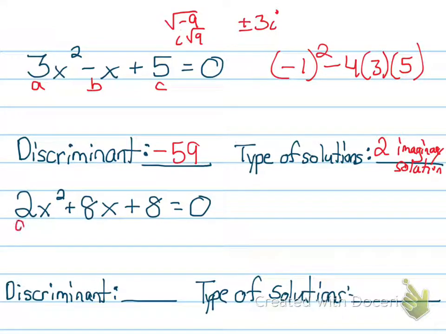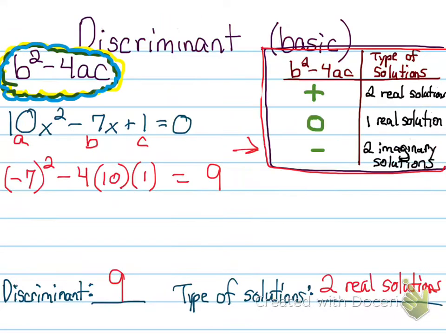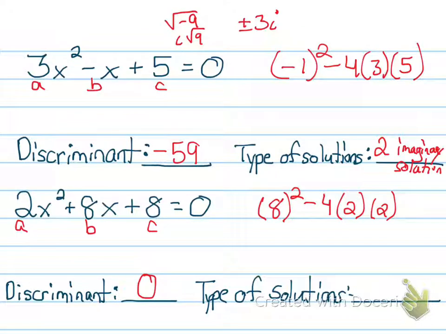My a is 2, my b is 8, and my c is 8. When I plug it in the formula, I'll have 8 squared minus 4 times 2 times 8. And when I put that in the calculator, it equals 0. So my discriminant is 0. If I go back to my chart, if my solution is 0, that means I have one real solution. And that's it.